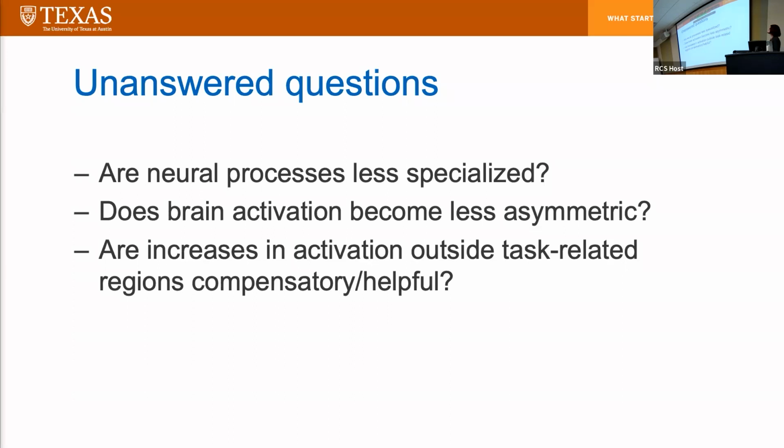And this is the really critical question. Are those increases in activation outside of those specific task-related regions actually compensatory or helpful? Do they actually help us to perform better on certain cognitive tasks? That's something we haven't entirely sorted out yet, but there's a lot of research going on in this area.